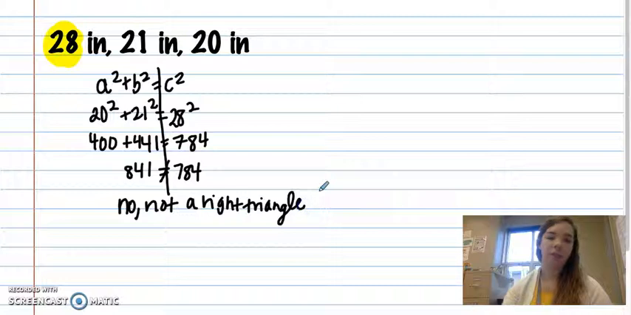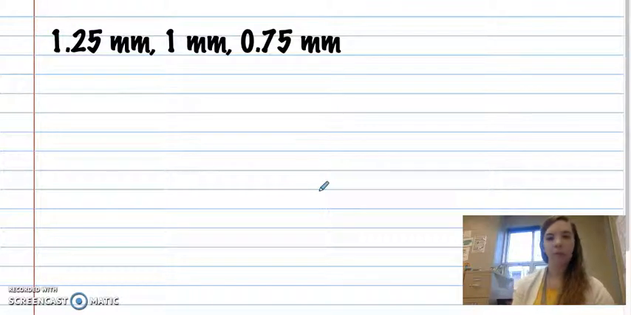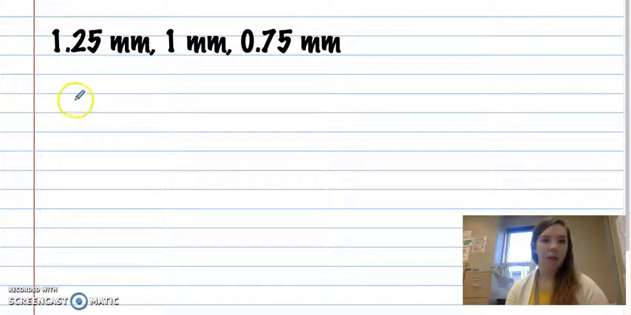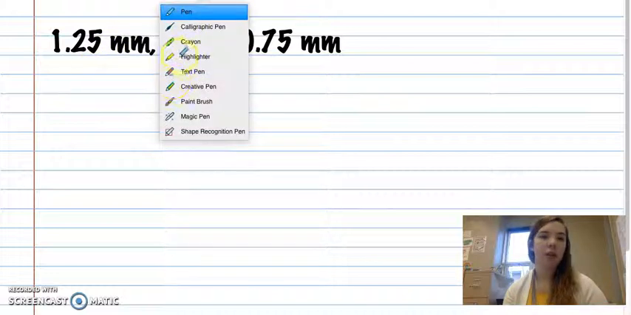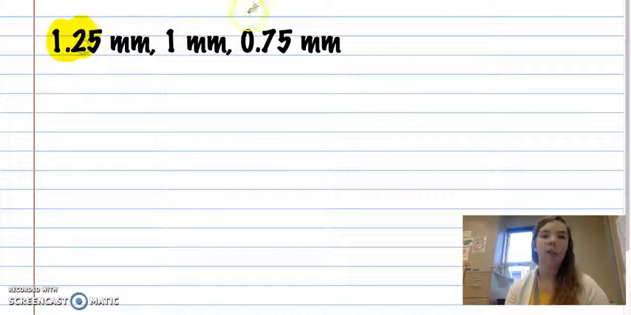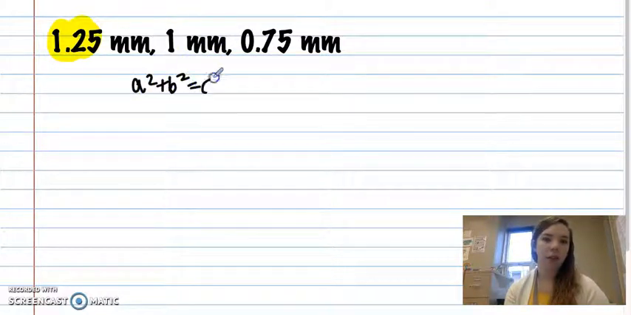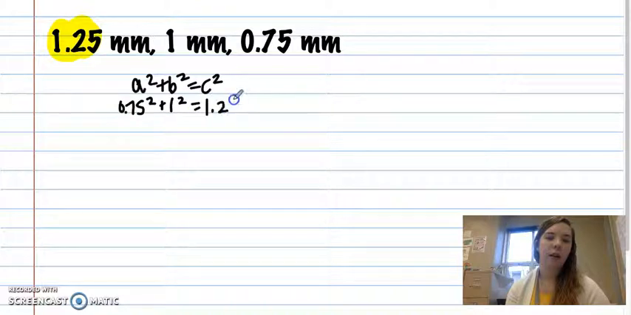Okay, that's how you check. All right, even though these are decimals, it's still going to work the same way. So this is my very biggest number. So again, start with your formula. You plug all three in. So 0.75 squared, 1 squared, and 1.25 squared.